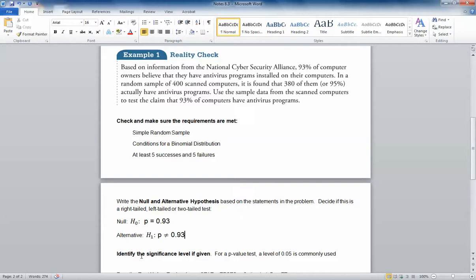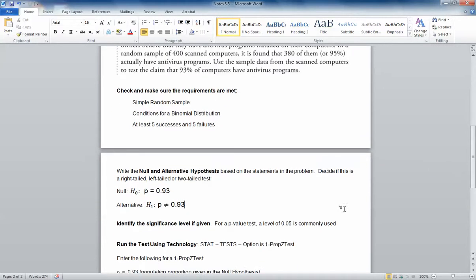Next item, we identify the significance level if given. We are not given one in here. We're going to use a p-value test, and very commonly a significance level of 0.05 is used. If it's not stated in the problem and it's not a life or death situation, 0.05 is acceptable. Then we're going to run our test using technology.